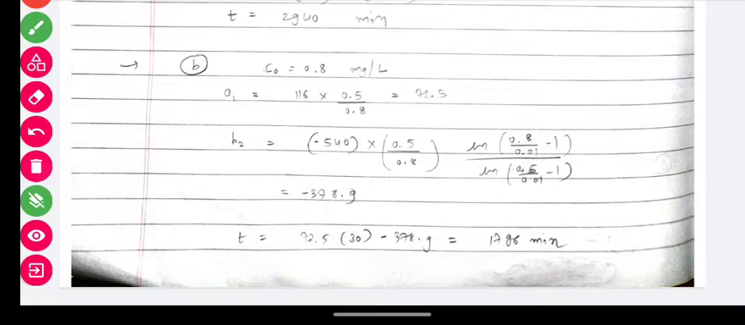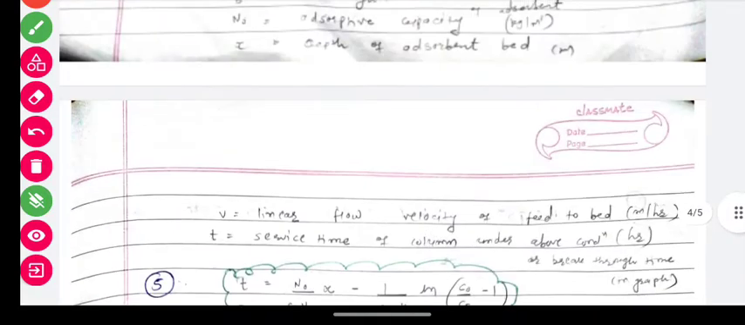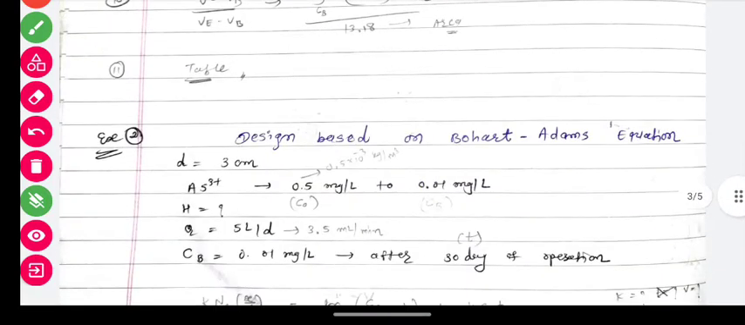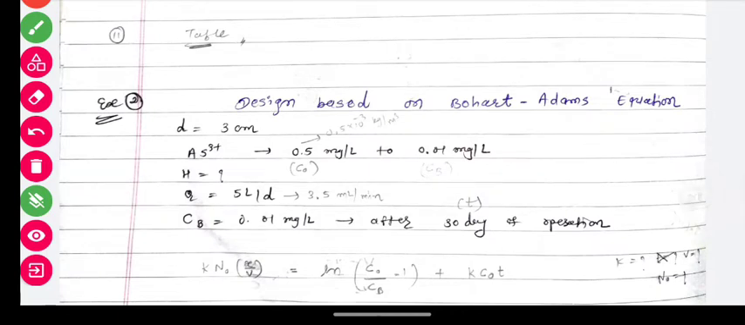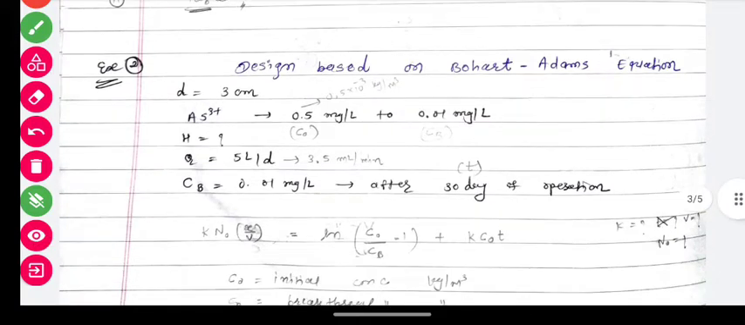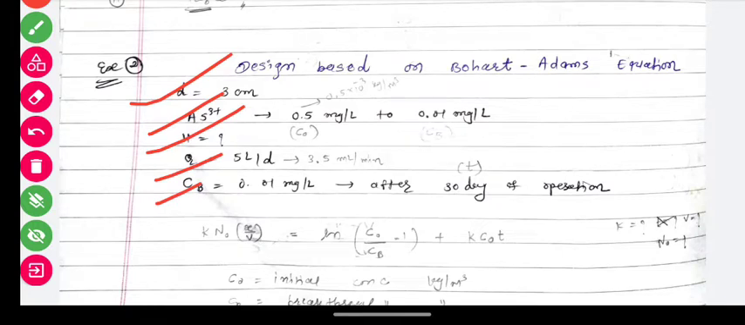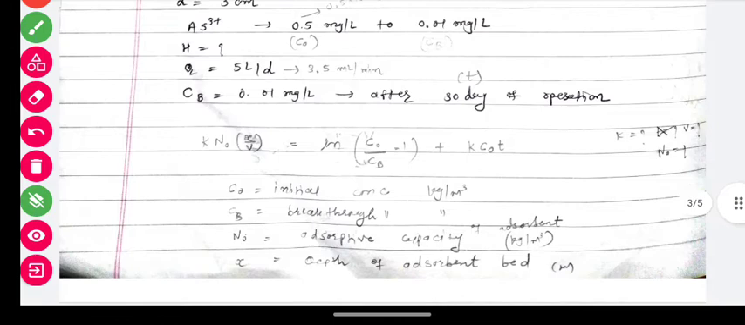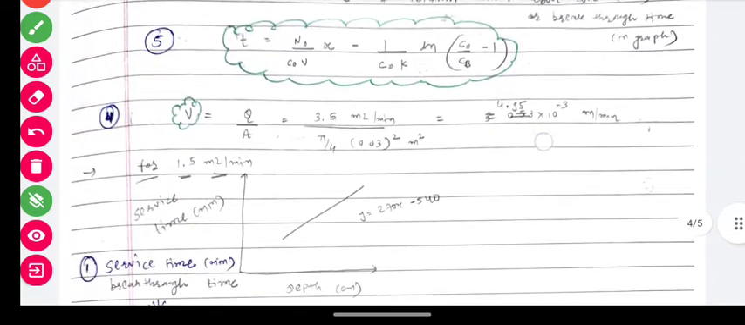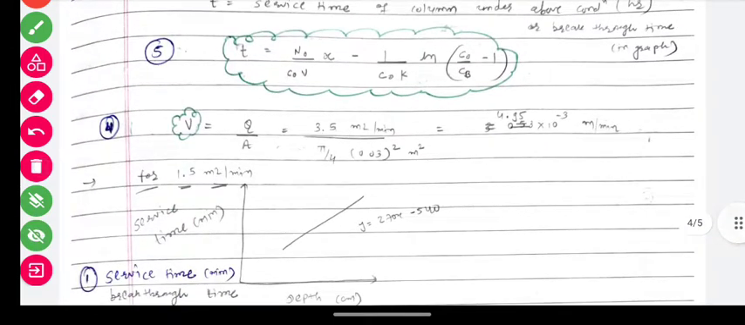So now let's look at the next approach. The next approach is your Bohart-Adams equation. In the Bohart-Adams equation, I will quickly tell you this. This is the data given, and I will tell you the steps, and then you have to practice so you will be able to understand. This is the equation you have to remember.